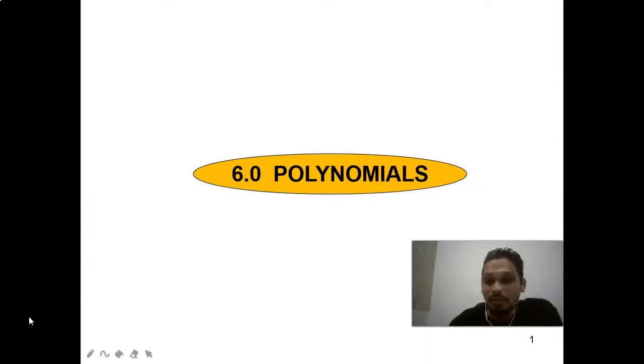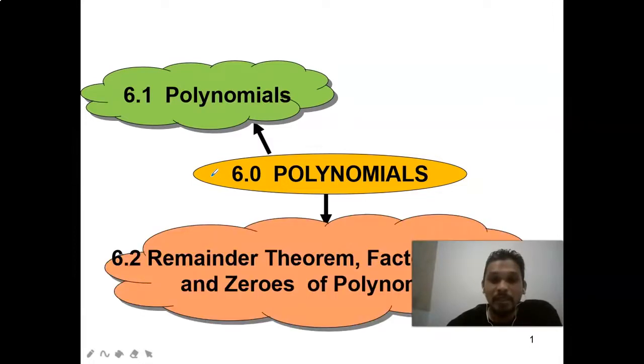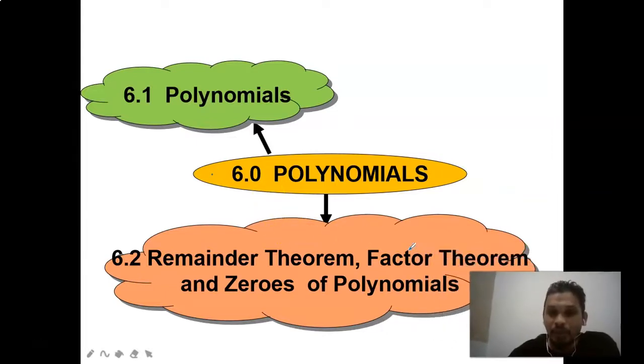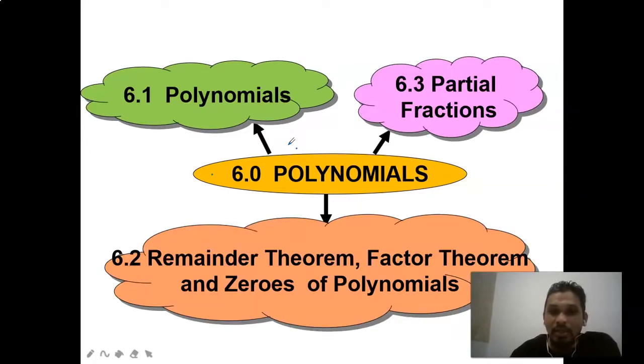Today I'd like to explain to all of you. Please refer to your lecture notes with the topic of 6, polynomials. So today we're going to see what it's all about. For this topic of polynomial, the first part, we were talking about the introduction of polynomial itself. Then 6.2, we're going to look into the remainder theorem, factor theorem, and the zeros of the polynomial. And the last one, partial fraction.